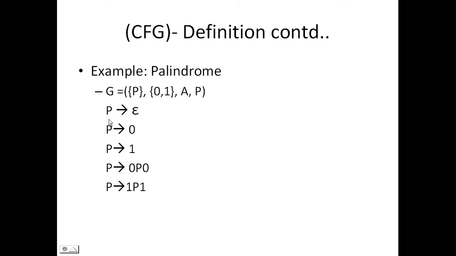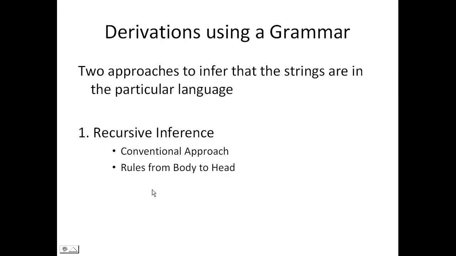So the rules are: P gives epsilon, or P gives 0, or P gives 1, or P gives 0P0 because it's a palindrome, and P gives 1P1. So this is the sample example of the CFG for palindrome.